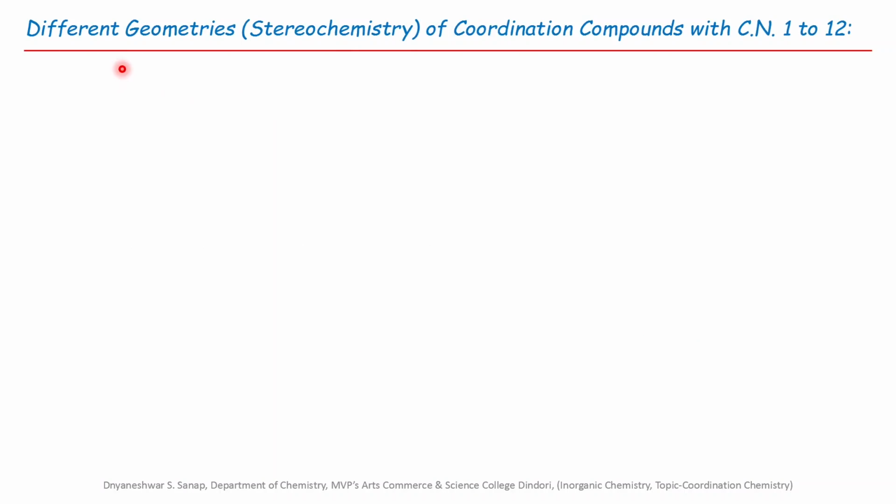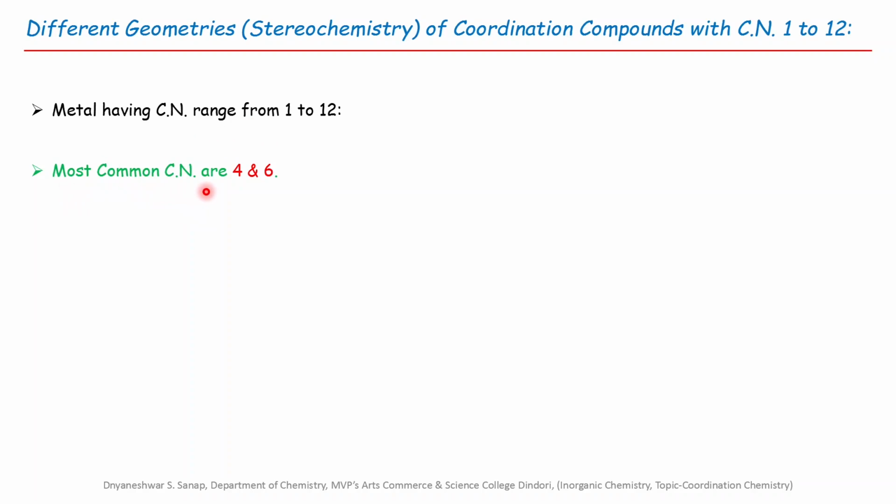The first one is the different geometry, that is, the stereochemistry of a coordination compound with coordination number 1 to 12. Let us see one by one. Basically, most metals have a coordination number ranging from 1 to 12, but the most common coordination numbers are 4 and 6 out of 1 to 12. Let us see the coordination numbers and their geometries one by one.